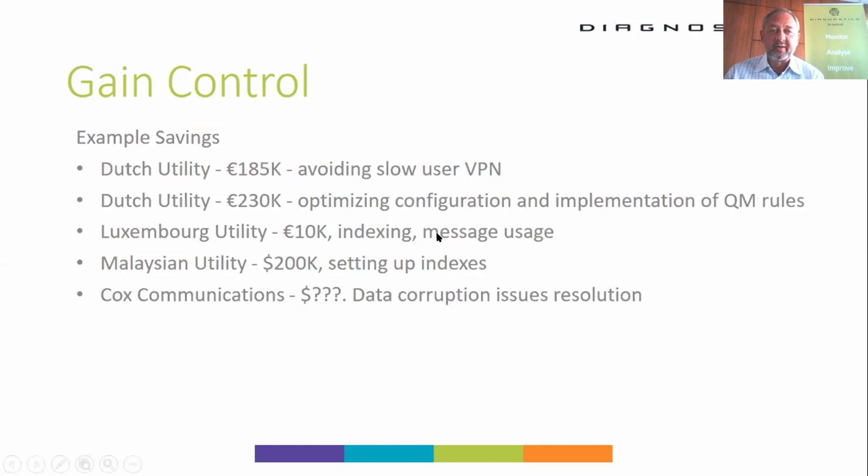We had a Luxembourg utility use it, where we helped them improve on the indexing and message usage. That only saved them 10K, so you can see that's quite different. One Malaysian utility saved 200,000 US dollars by setting up indexes on their databases. And Cox Communications has been just recently using diagnostics. We're helping them with the data corruption issue and the resolution to that. The dollar savings haven't been figured out yet. It's not quite mature enough yet to identify what those costs are.